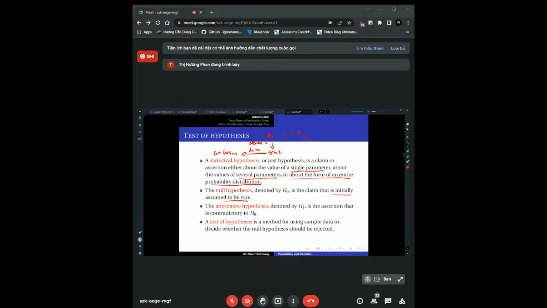So the test of hypothesis is a method for using sample data to decide whether the null hypothesis should be rejected. So the whole procedure here: given the null hypothesis, we assume that it is true. Then using the sample data, we make the conclusions about rejecting or not rejecting H0. This is called the test of hypothesis.